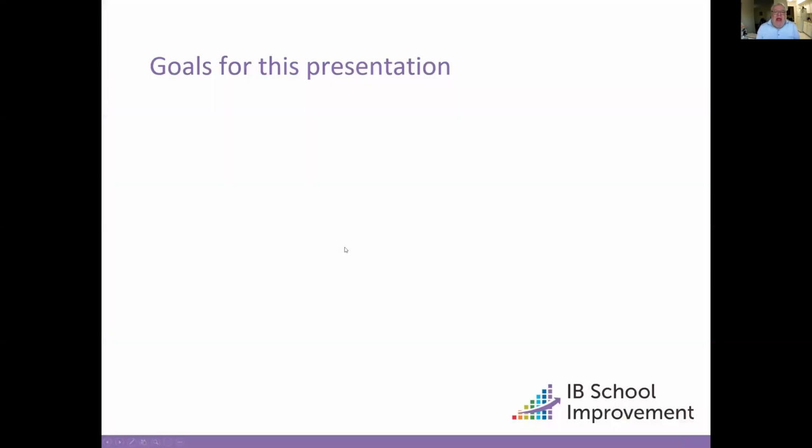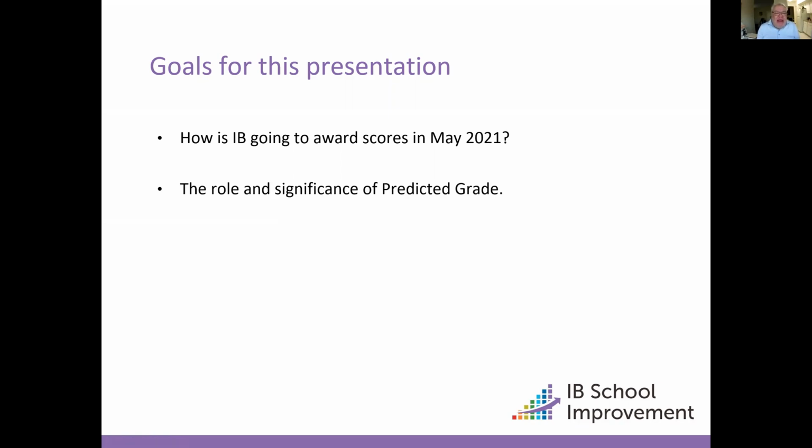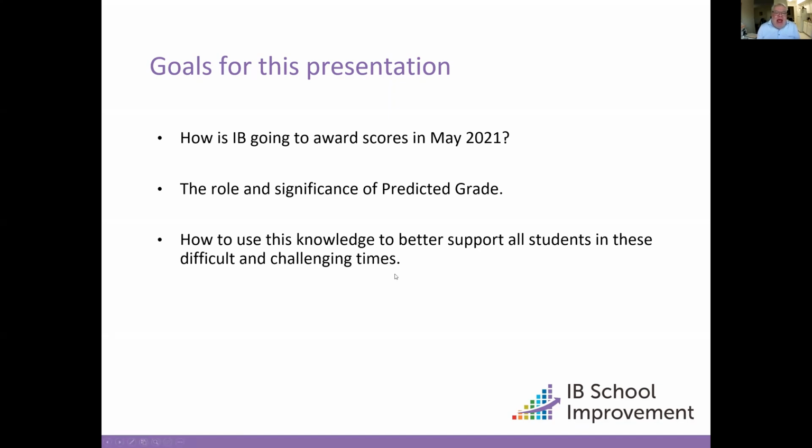Okay, cool. So the goals of this presentation for today. The first goal is to talk about how IB is going to award scores in May of 2021. And there's kind of a two-pronged approach, and we'll talk about both prongs and how they work together. Within those two approaches, there is a significant role for predicted grades in determining student scores. And so we want to talk about that. And then how can we use this knowledge that we're going to gain today to better support our students in these difficult and challenging times? So that's kind of what we're going to do today.